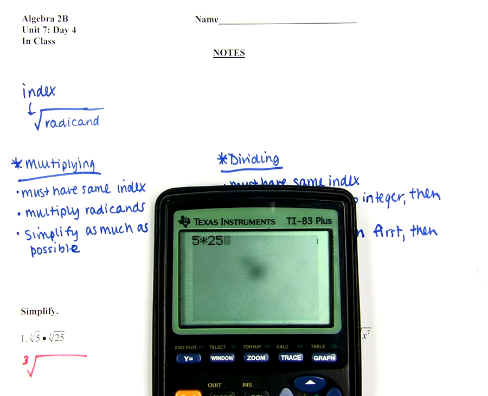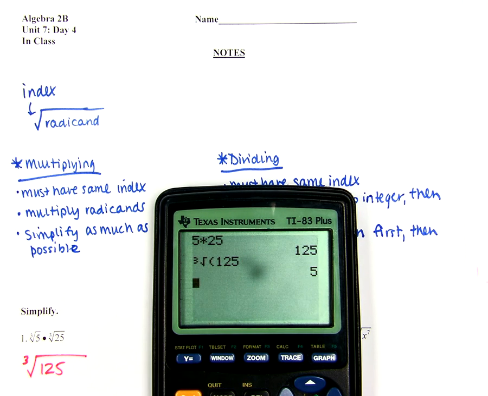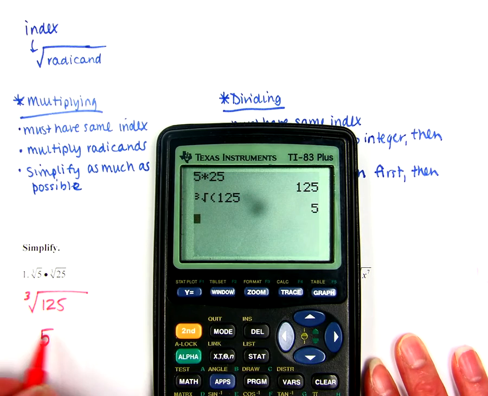Alright, so 5 times 25 gives me 125. And that's multiplying the radicand. So 5 times 25, that gives me my radicand. And then I'm going to simplify. So can I do the cube root of 125? And in this case, yes. So that final answer is 5.